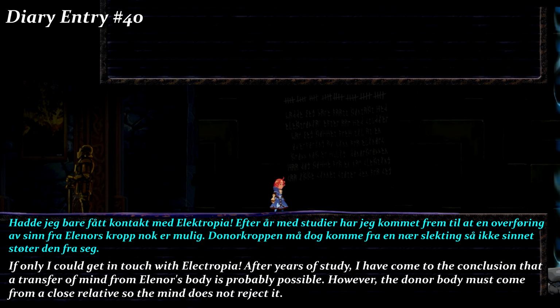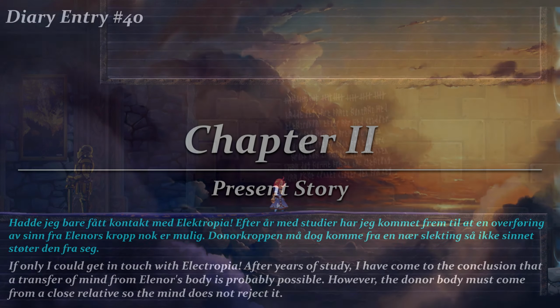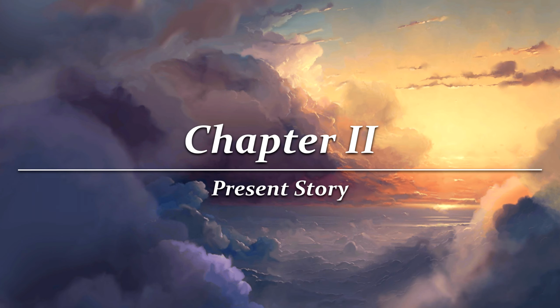Entry 40. If only I could get in touch with Electropia. After years of study, I have come to the conclusion that a transfer of mind from Eleanor's body is probably possible. However, the donor body must come from a close relative so the mind does not reject it. And now we have come to the beginning of the game. Galvan is about to have his wishes fulfilled, but first, we need to introduce our protagonist.